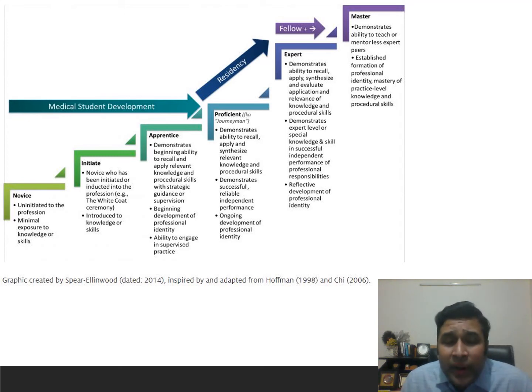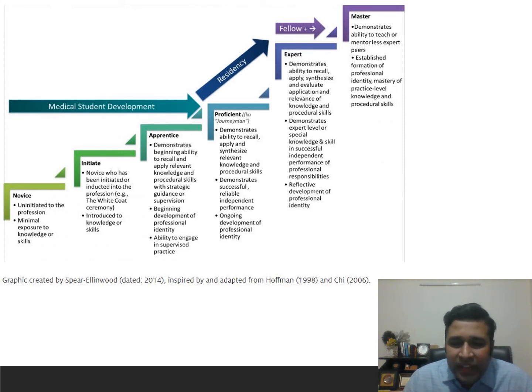Then comes the apprentice phase. In the apprentice phase, what happens? One starts demonstrating beginning ability to recall and apply relevant knowledge and procedural skills with strategic guidance or supervision. With some amount of guidance and supervision, maybe if you are playing with a very experienced cricketer, then you are able to demonstrate those kind of skills. Similarly, if you are singing with a very accomplished singer, then you are able to demonstrate those kind of skills.